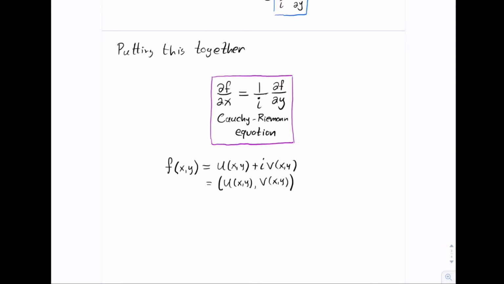And in this case, the Cauchy-Riemann equations become simply partial u partial x is equal to partial v partial y, partial v partial x is equal to negative partial u partial y. So here all we're doing is basically splitting f into its real and imaginary parts and splitting the Cauchy-Riemann equations into their real and imaginary parts. So these are, of course, like I said, the same thing.